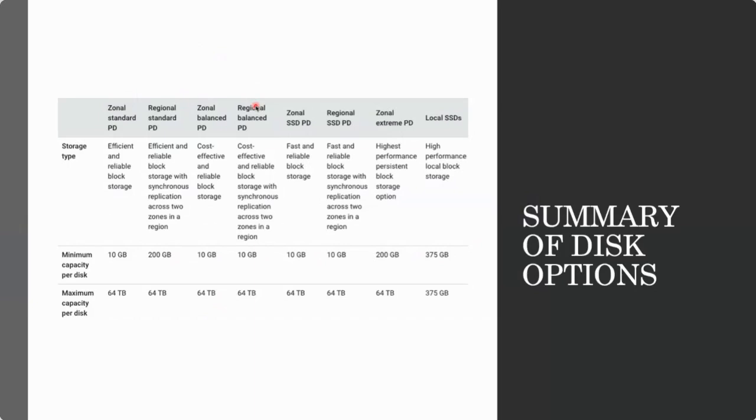And we have a regional standard PD, which automatically creates a disk that is automatically replicated across two different zones within a region. So they have some high availability built in. They have built-in replication that allows you to create a disk in a region with two availability zones syncing that drive. The same applies to balanced PD and to SSDs as well.